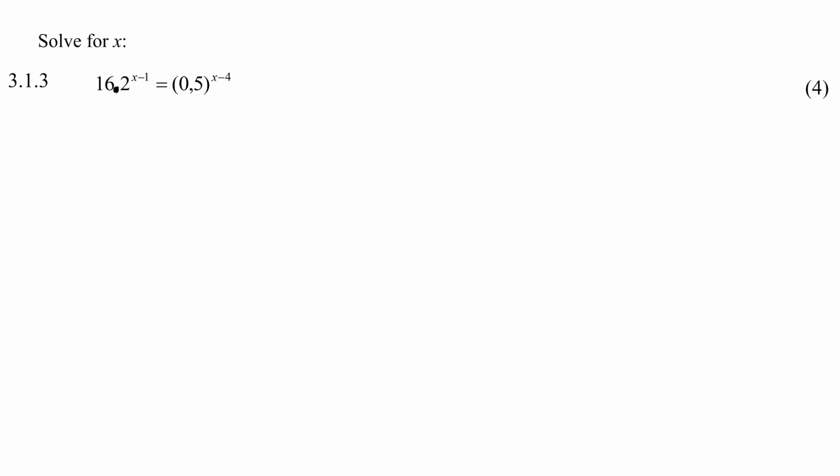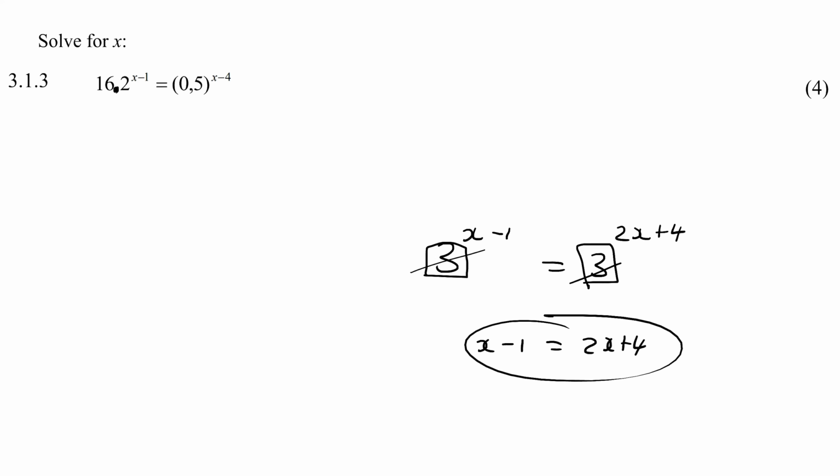So with an exponential equation, the goal is eventually to end up with something like this, where you've got these two numbers exactly the same. If you can get to that, then it's really easy, because then in the next step you just ignore the 3's and then you just say x minus 1 equals to 2x plus 4 as an example. So we have to somehow try get to that in this question.